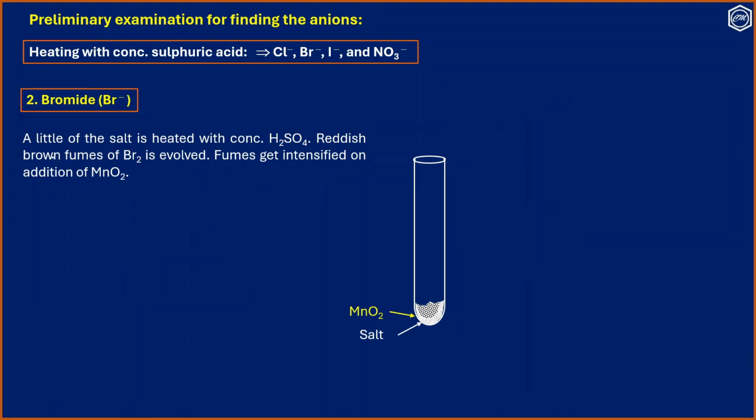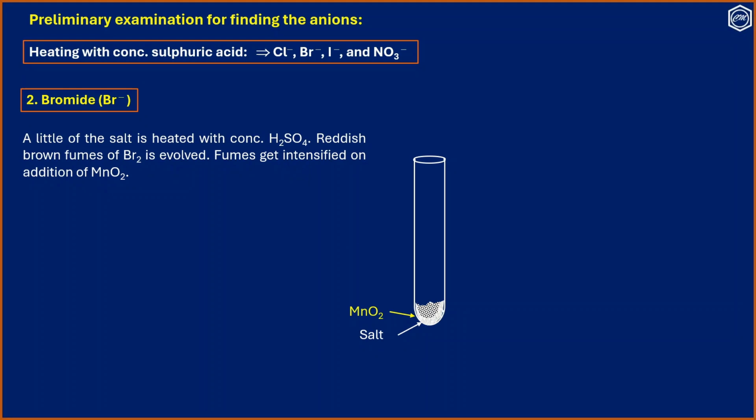For testing bromide, take a little of the salt in a test tube and heat it with the concentrated sulfuric acid. Reddish brown fumes of bromine are evolved. And the formation of fumes gets intensified on addition of manganese dioxide.